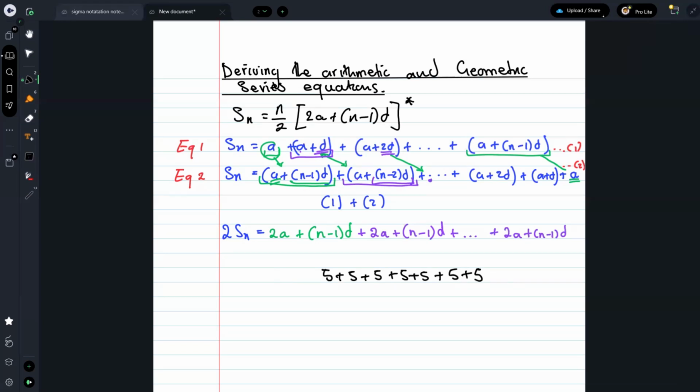Okay, so how many 5s are you adding together here? So it's 1, 2, 3, 4, 5, 6, 7. So now it means that I can factorize the 5, right? Then in there, what am I going to have? It's 1 plus 1 plus 1 plus 1. So how many ones? 1, 2, 3, 4, 5, 6, 7. So I have 7 ones.